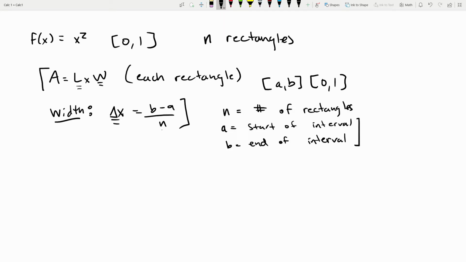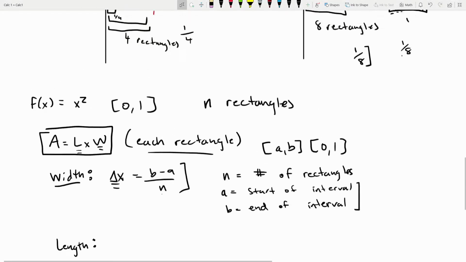Again, let's remember, we are computing this for each rectangle, not all of the rectangles. We are computing this for each individual rectangle. That's why I wrote each rectangle. But now that we found the width, let's find the length of each rectangle. Well, again, the length of the rectangle?